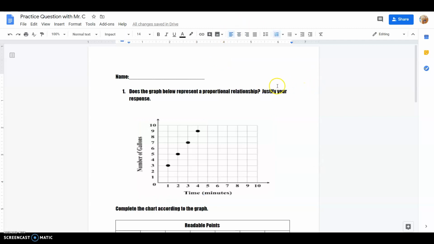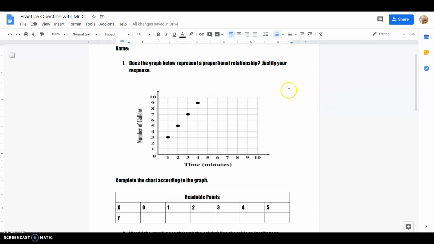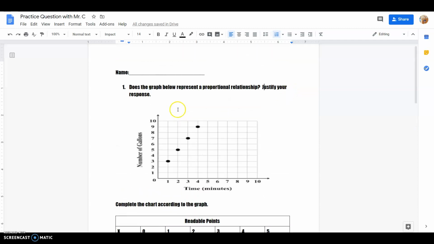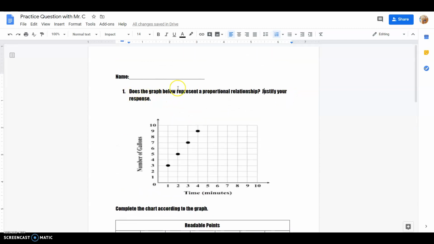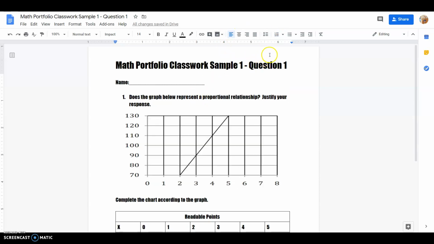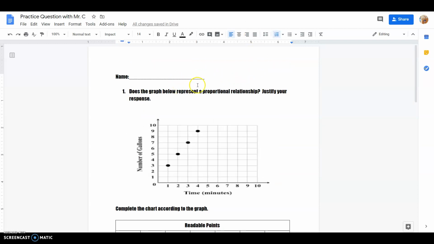This is the first problem that we are going to work on regarding the portfolio. So listen up. Your question is going to ask you this, and if you've already watched the other video and you've taken a look at the Math Portfolio Classwork Sample 1, Question 1, you should know what the word proportional means and what it means to have a proportional relationship.